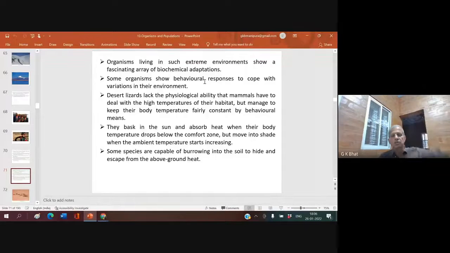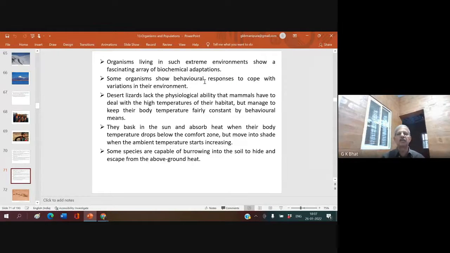Scorching sunlight from above, burning sand from below. Scorching sunlight from above, burning sand from beneath. You imagine what will be the condition? Imagine a roti tawa, your gas burner is heating from below. And if such a tawa is kept in very hot sunlight, that is a desert condition. In that condition, a desert lizard or many of the desert animals have to live. How do they manage? They have their own way.